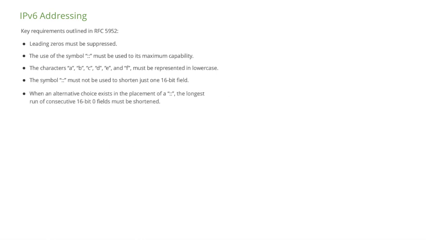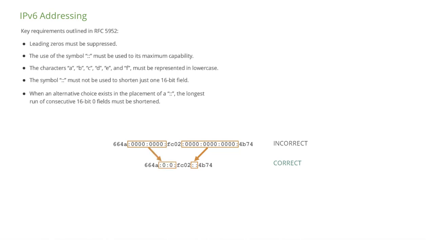When an alternative choice exists in the placement of a double colon symbol, the longest run of consecutive 16-bit zero fields must be shortened. In the example shown here, the address has one run of two 16-bit 0 fields and one run of three 16-bit 0 fields. The correct representation is to condense the set of three 16-bit 0 fields using the double colon and condense the two other 16-bit 0 fields using single zeros.